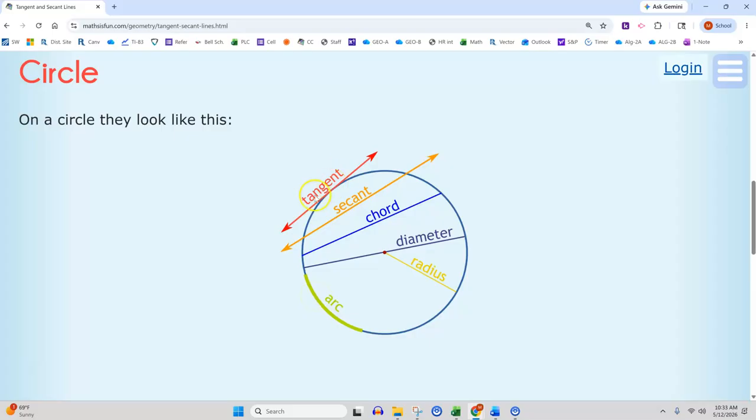Now let's look at tangent. That's what we're learning about today. That's a very special line. It does not go through the circle. It just touches the edge at one specific point. And where it touches at that specific point, if you draw a line from that point down to the center, it is perpendicular, forming a right angle.